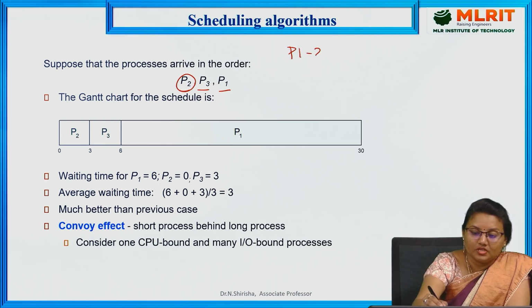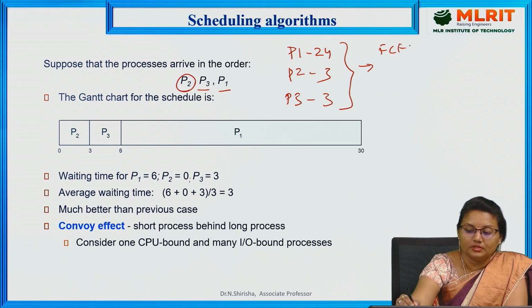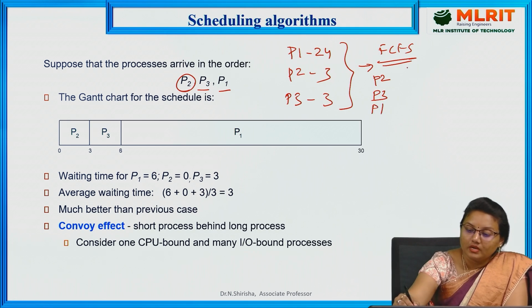For the same example, P1 is 24, P2 is 3, P3 is 3. Now what is the order that has arrived? FCFS will take according to the order. P2 has arrived first, then P3, then P1. So this is the sequence order. Now what is their burst time? Burst time of P2 is 3, burst time of P3 is 3, burst time of P1 is 24.